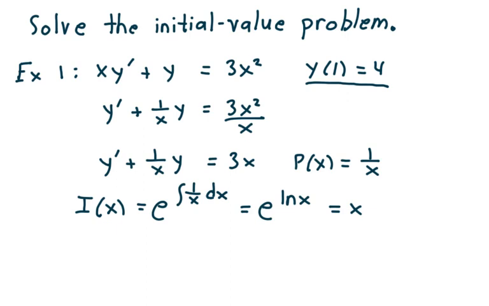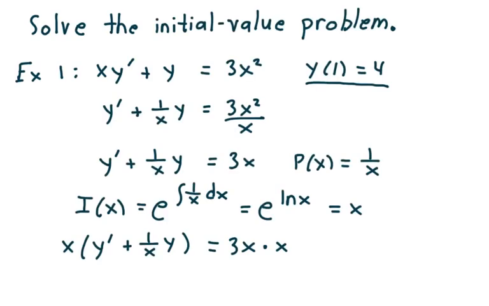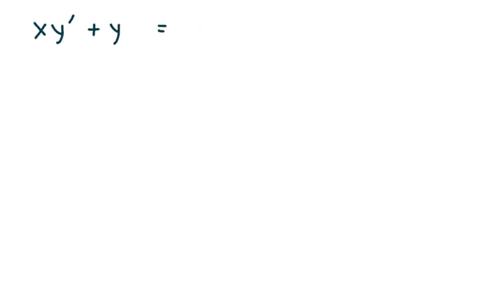And so I'm going to multiply both sides by x. And so we get x times y prime plus 1 over x y on the left side. On the right side, we get 3x times x. So x y prime plus, now x times 1 over x is equal to 1, right? And so we're going to add y, and then we're going to set that equal to 3x squared. And if you don't mind, I'm going to write this as x y prime plus 1y equal to 3x squared.